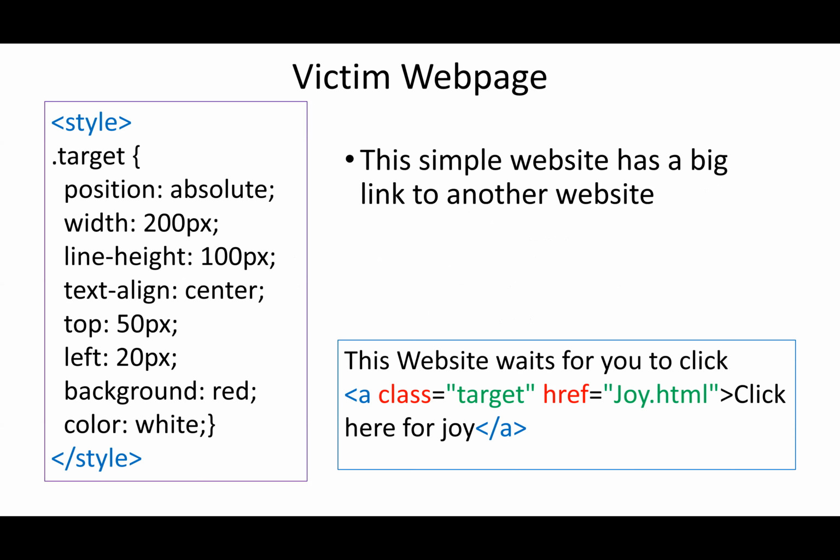The web page is down there at the bottom, at least a couple of lines of it. You'll notice that there is a hyperlink. That's the A tag at the bottom, with the href to joy.html. Click here for joy. And then there's the style. Notice the style. Well, let's just take a look at this thing and see what it really looks like.